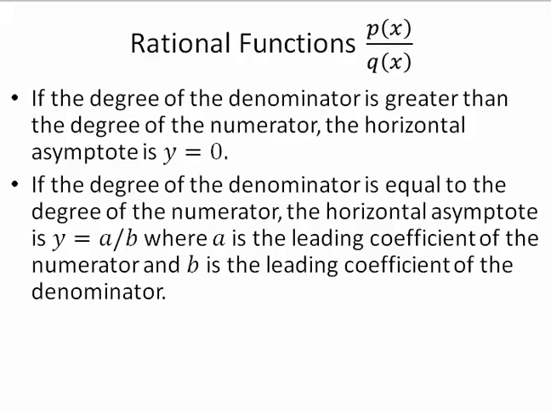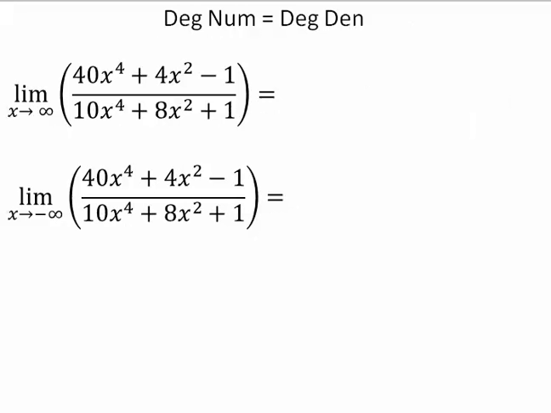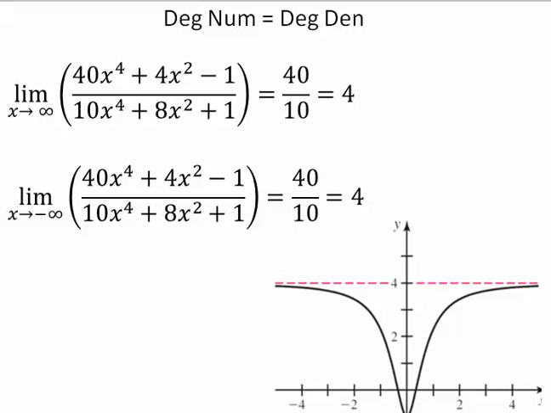What about the degree of the numerator and the degree of the denominator being equal? Well, in that case, you just take the ratio of the coefficients of the leading terms. Let's look at an example. Both the numerator and the denominator are of degree 4. So all we need to do is look at the coefficients 40 and 10. The ratio of 40 over 10 is equal to 4. And so there's a horizontal asymptote at y equals 4.